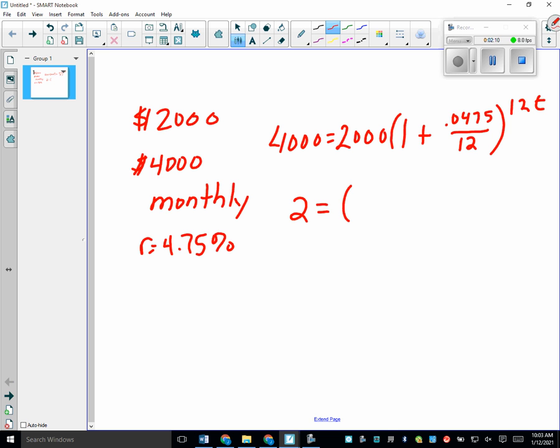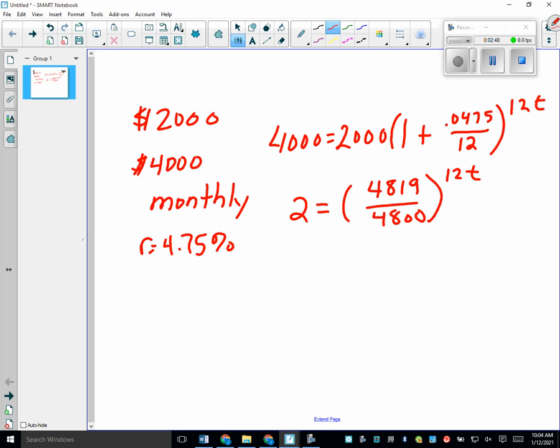1 plus 0.0475 over 12, that is 1.00. Is it a long decimal? Yeah. Will it go to a fraction? Yeah. 4819 over 4800. Well, because this way it's not rounded. And that's much easier than the decimal, isn't it? To the 12t power. So that's so close to 1.00. Yeah. Well, I've got 0.0475 over 12. That's not very much.